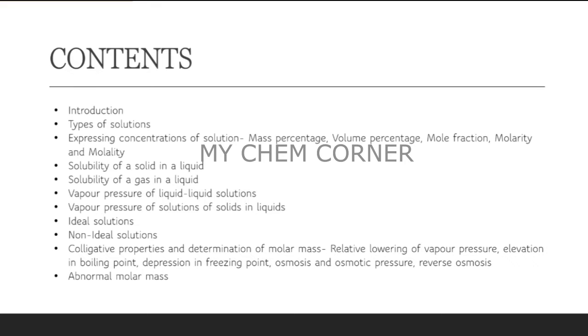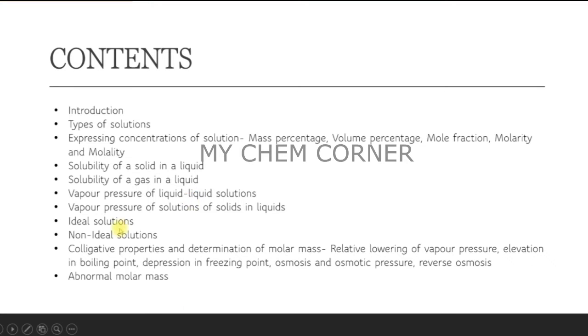Then the last few topics are going to be based on colligative property and determination of molar mass. Now, what is this colligative property? There are some properties which are completely dependent on the number of solute particles. Those are the four types that we are going to study in detail. Basically, colligative property is a problem-oriented topic, and there are four properties that we will come across: relative lowering of vapor pressure, elevation of boiling point, depression of freezing point, and osmosis. Of course, there are more, but our syllabus is restricted to only these four.